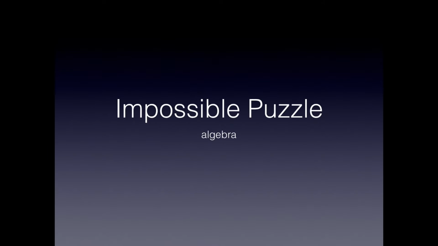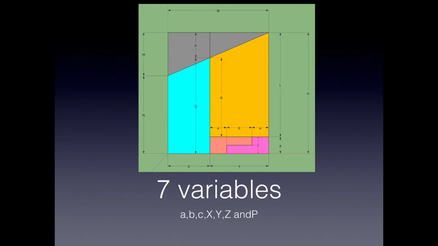First of all, this is the algebra for the impossible puzzle. There it is in full color glory, and I decided that there were 7 important variables in this puzzle. They are A, B, and C. If you can see my cursor, A is the height of this small shape here, the hot pink shape. C is the half height of that, the height of the arm of this small piece. B is the length of the arm of the small piece. And so those make up A, B, and C.